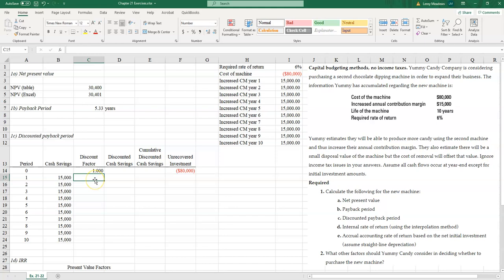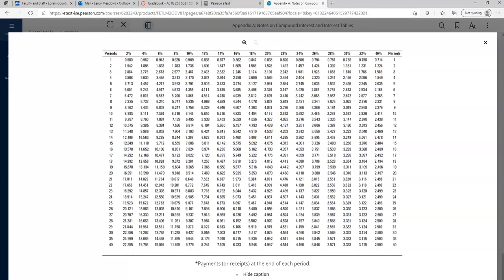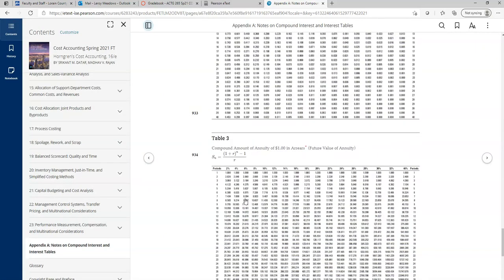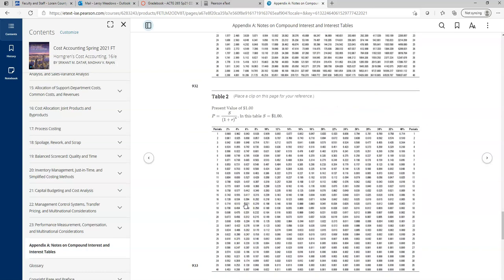So what I'm going to do is, I know that my required rate of return is 6%, and the life of the machine is 10 years. So what I'm going to do is go back to my appendix. But since we are not using the annuity factor, because we're going to discount each cash flow individually, I'm going to go to table 2 where it says the present value of $1.